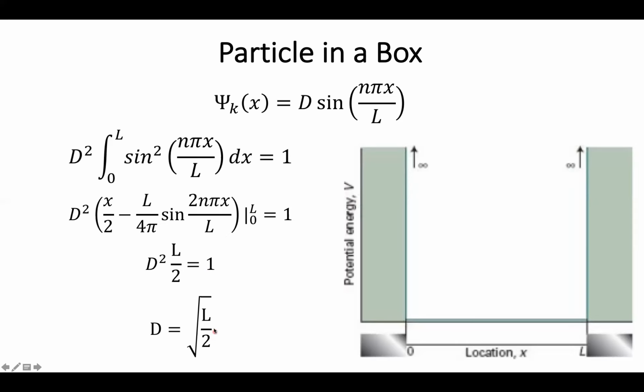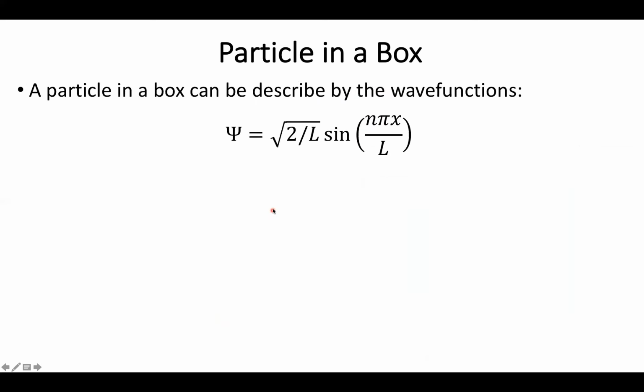Now, one of the very cool features of that is that this does not depend on what our integer is. No matter what your integer is, we always have the same normalization constant. We love the particle in a box for this. It makes things a lot more simple. So we now have a general wave function for a one-dimensional particle in a box.